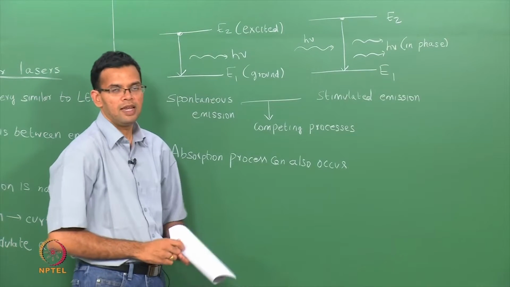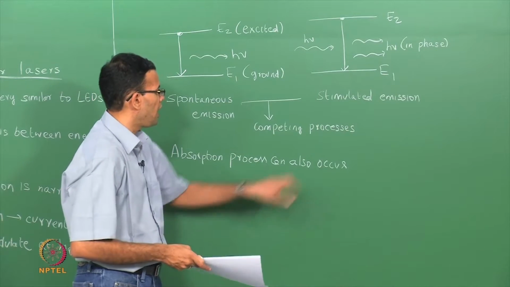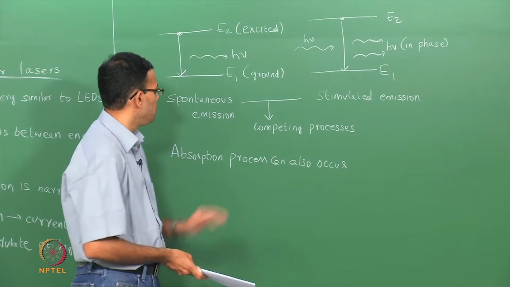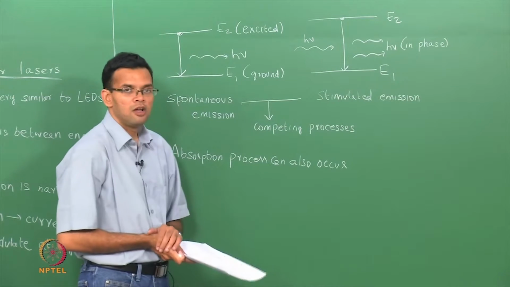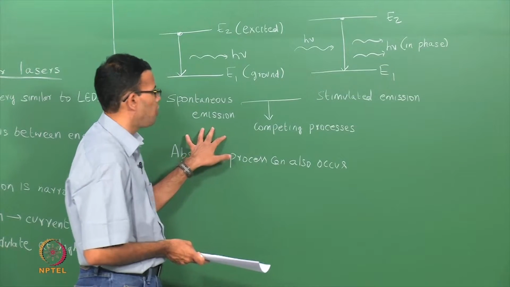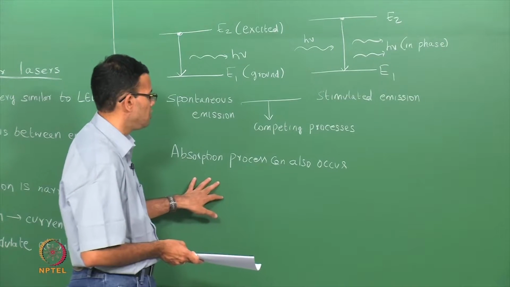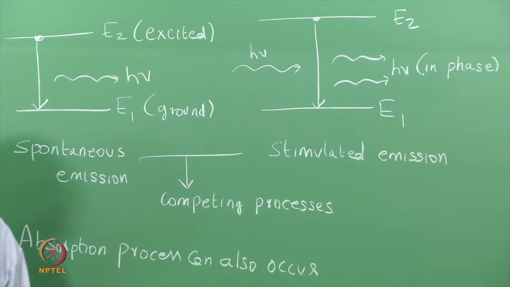So, in the case of a laser material, we have a number of competing processes. We have stimulated emission, we have spontaneous emission, and we have absorption. So, for an ideal laser material, we want to suppress the spontaneous emission and absorption, and at the same time promote stimulated emission.